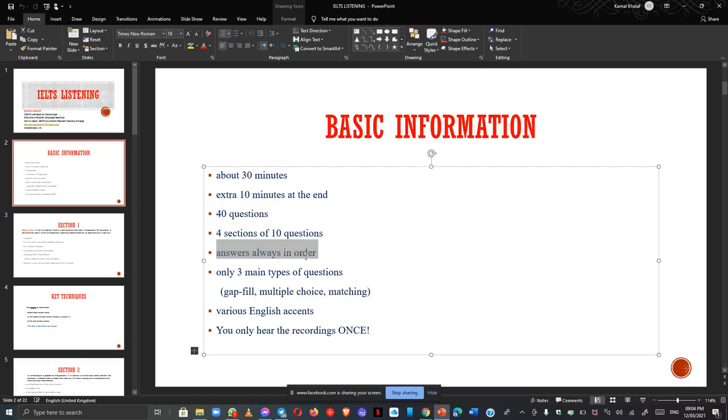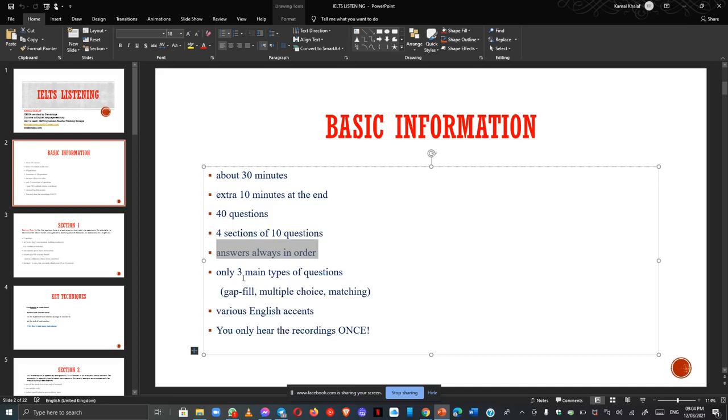One of the most important points in the IELTS listening test is that the answers always go in order. I mean, when you hear the answer for number 2, directly expect to hear the answer for number 3, and so on. After number 3, wait or expect to hear the answer for number 4, and so on.